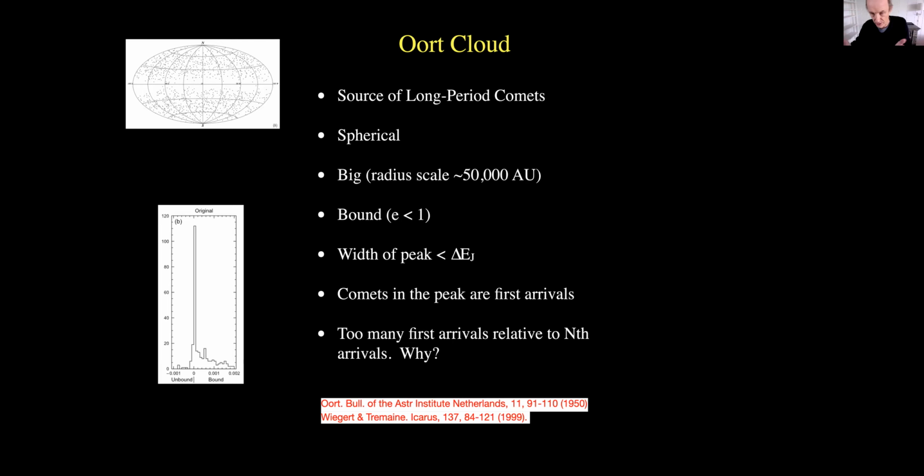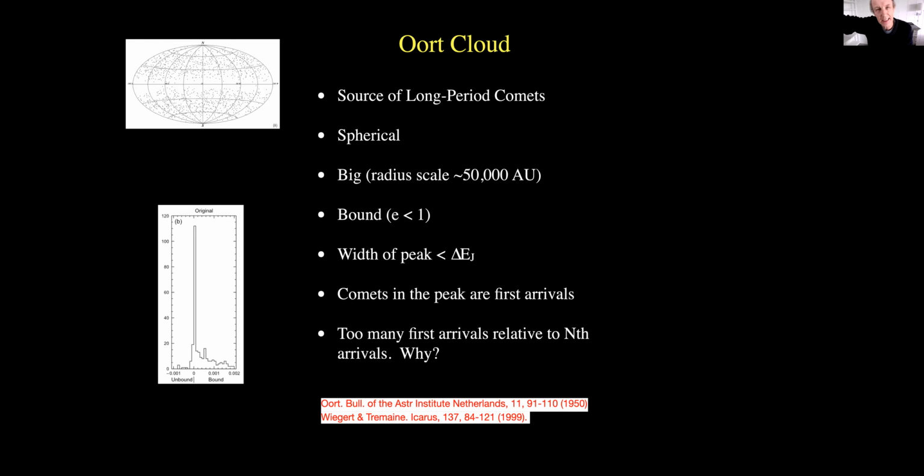the solar system. So, when you get close to the sun, the gravity of Jupiter can pull you this way or that way. It can give you a little delta V, which corresponds to a little delta E. And that perturbation due to a giant planet is actually bigger than the width of the peak. And that means the comets in that peak have not been through the solar system before. So they're first arrivals in the inner solar system.